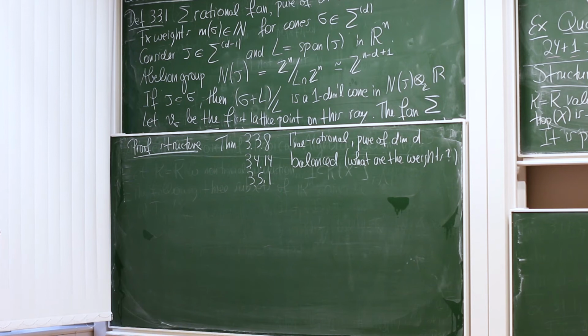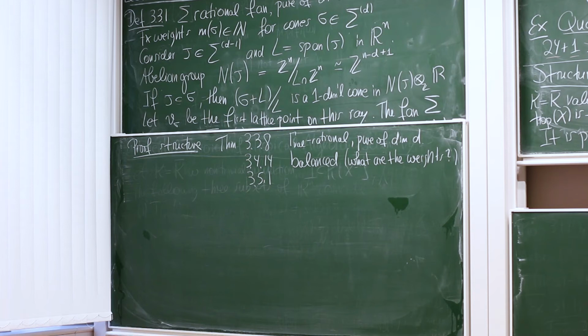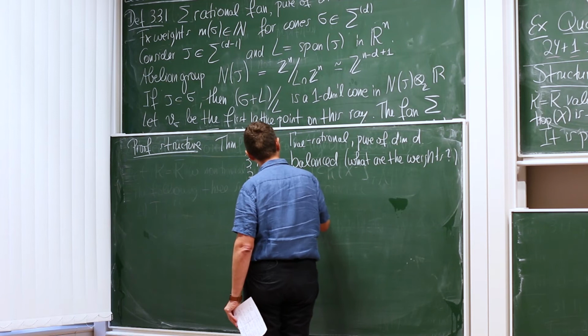So I need to define. Here it just says there exists a natural choice of weights that makes it balanced, but I haven't told you yet what they are. So I need to tell you what they are, and then I need to prove balancing. And balancing we defined first for fans, and then by way of stars for arbitrary complexes. And then 3.5 is the connectivity statement, connected through codimension 1.